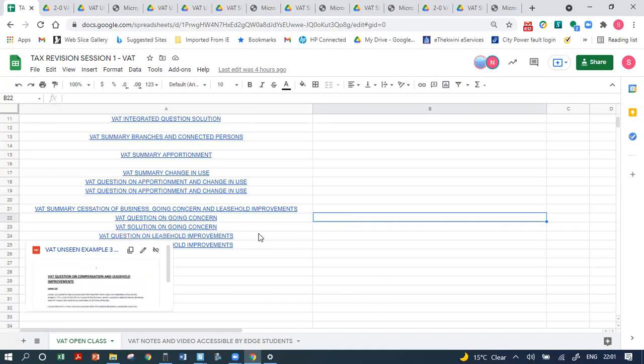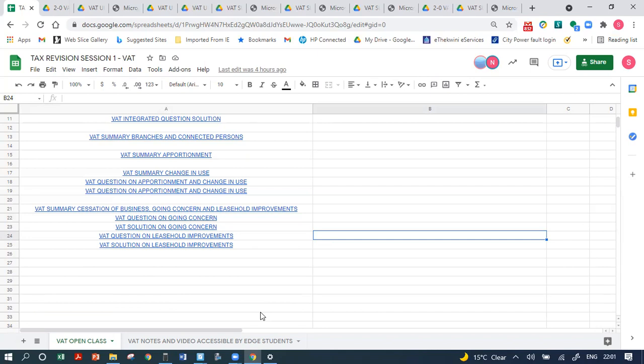leasehold improvements. Guys, there's special rules for leasehold improvements. So I just want to go through and do that with you now.